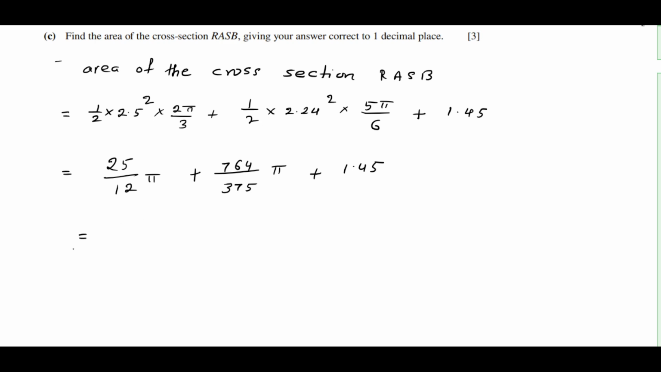Okay, so this is equal to 25 divided by 12 plus 764 divided by 375, whatever result I get, multiplied by pi, and plus 1.45. So the overall area we get is 14.395, which is 14.4. So 14.4 meter square will be your final answer.